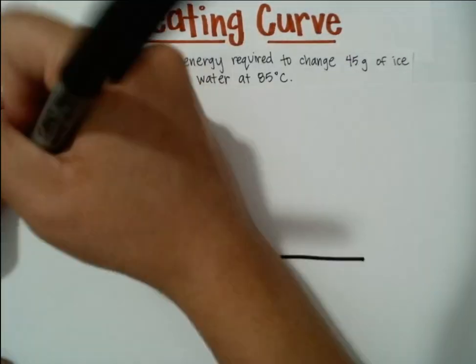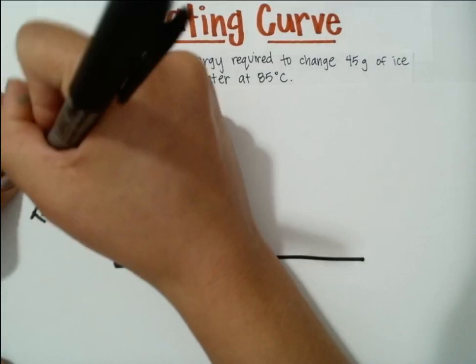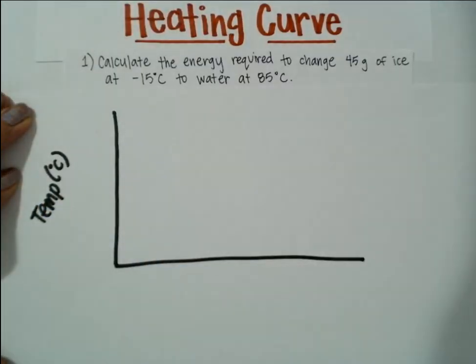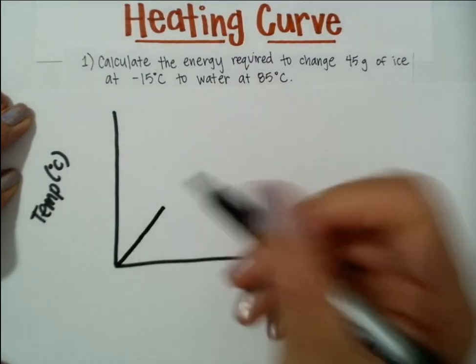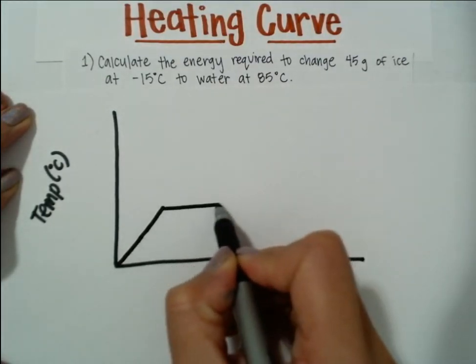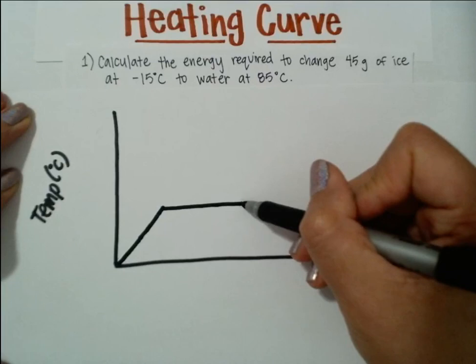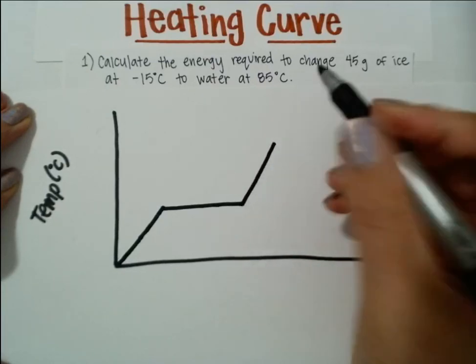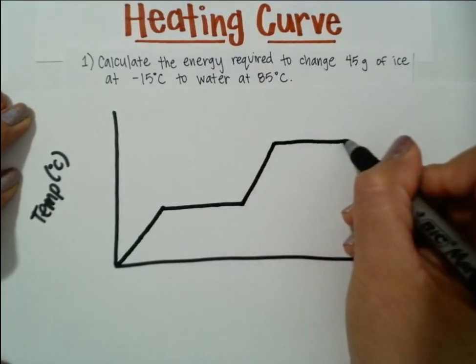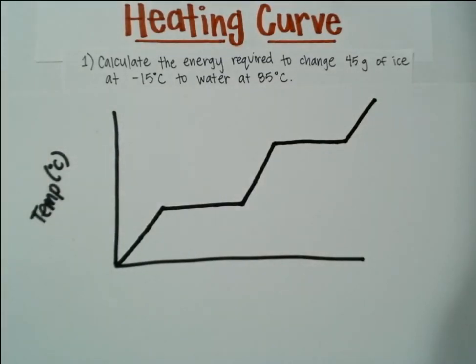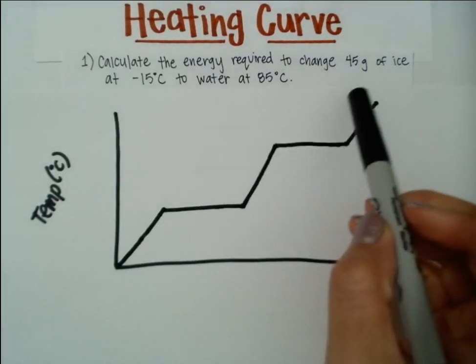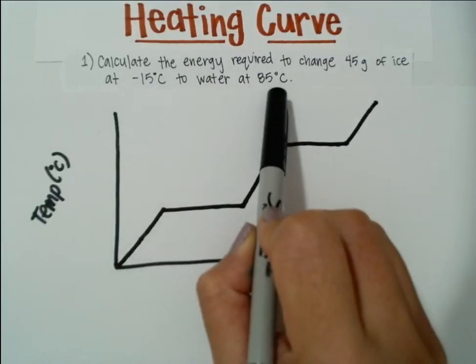Okay, so this is going to be temperature in Celsius. When we're drawing our heating curve, we're starting out in the solid phase, then it goes through a phase change as it melts to liquid, and then that's your liquid phase, goes through another phase change, and then it goes to a gas. Okay, so what I want to put in here is where your ice is starting and where it is ending.